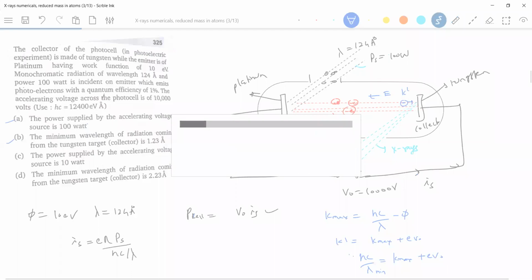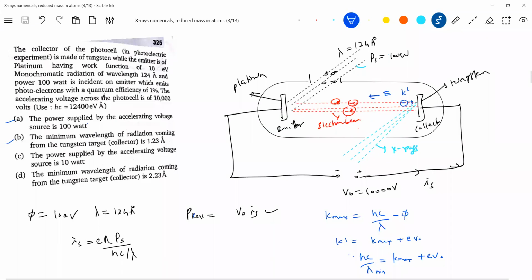Be careful, there are some questions like this with the photoelectric effect and X-rays also. A fast moving electron beam, if it gets accelerated and then strikes a target again, we'll get X-rays from there.